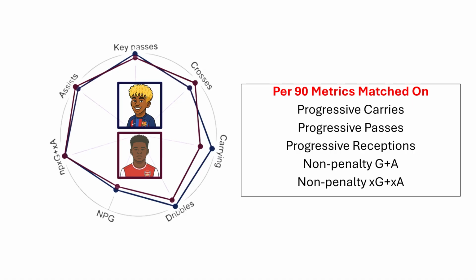The reason is that the 3 progressive metrics capture how a player advances the ball by dribbling, passing, or off the ball movement. The non-penalty goals and assists reflect actual end product without a penalty boost, and the non-penalty xG and assists reflect the quality and volume of attacking chances that are created.